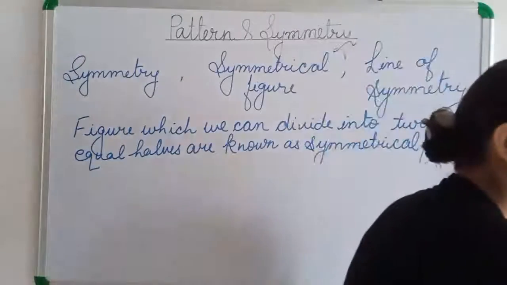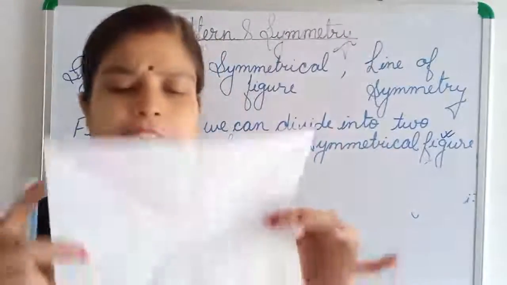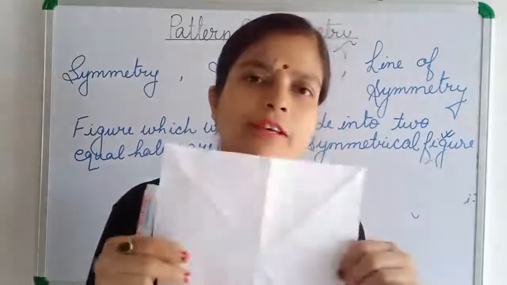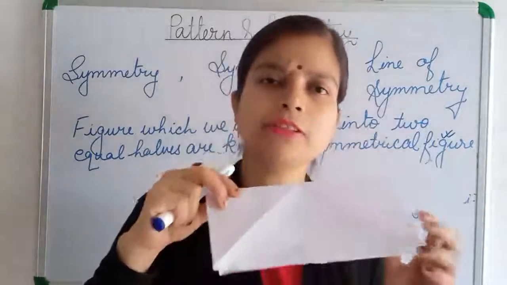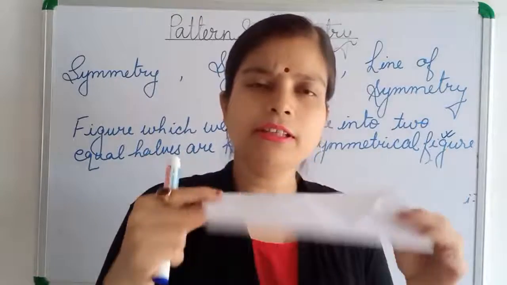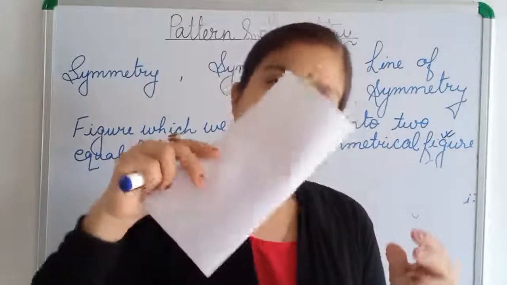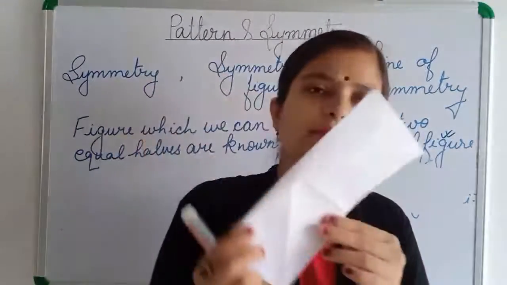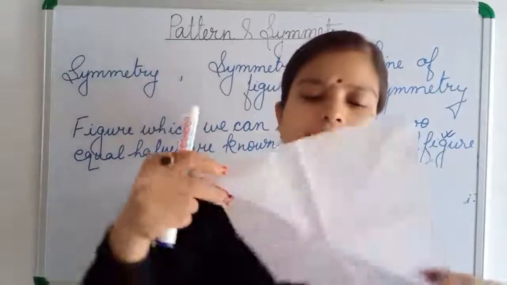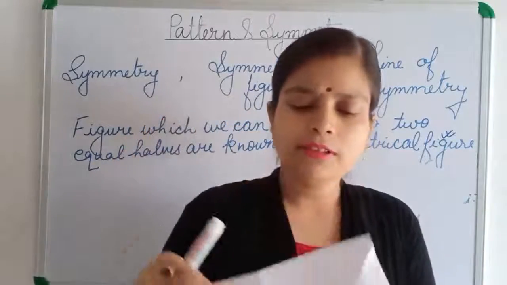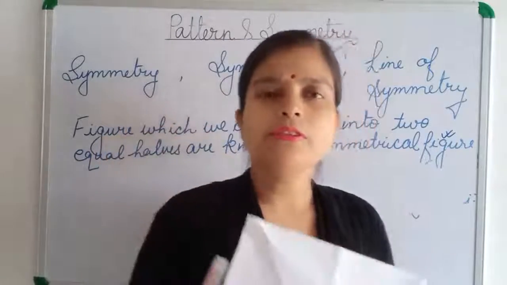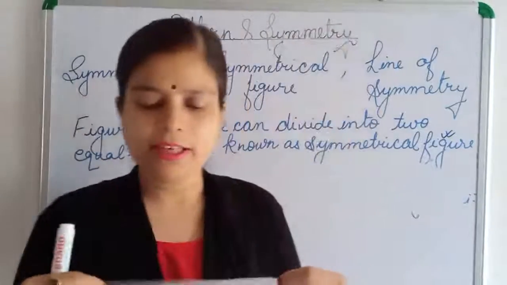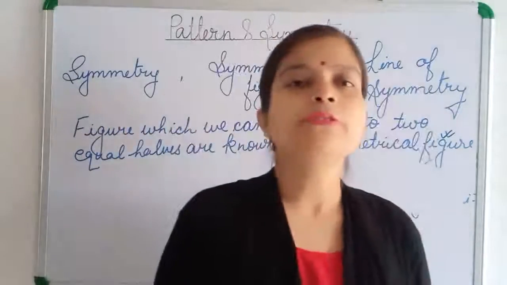Just now I have shown you that there are many lines of symmetry. From this line also we can fold it, and we can divide into two equal halves, because each part is covering each other. No part is coming out, it is covering each other perfectly, from this line. From this line also it is covering each other, meaning it is divided into two equal halves from this line also and from this line also. So this square shape has four lines of symmetry, meaning from four lines we can divide the shape into two equal halves.